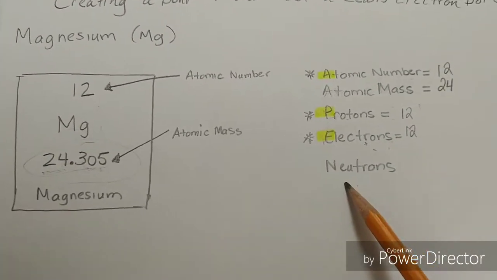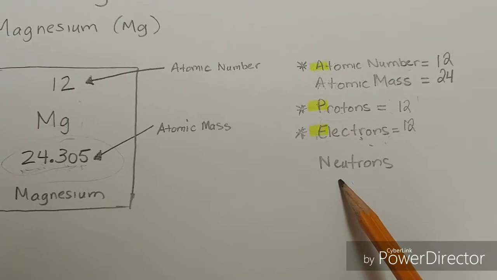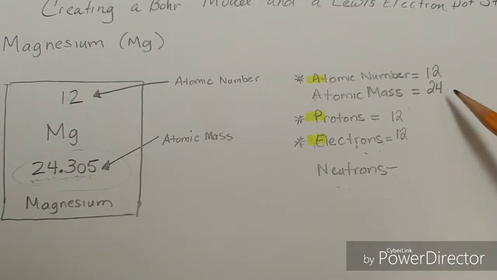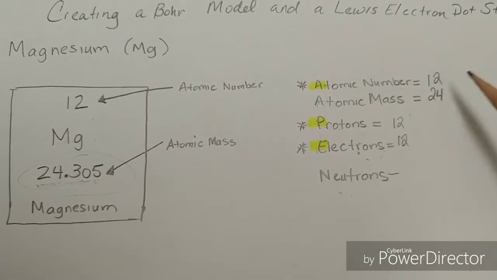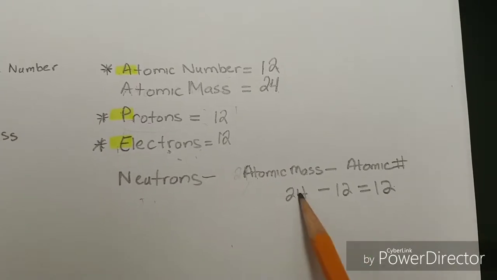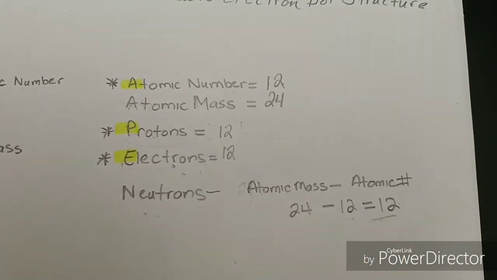For the neutrons, it's going to take a little bit of math, nothing very complicated. This is where you take your atomic mass and subtract your atomic number from it. Once we do the math, we find out that it is 12.